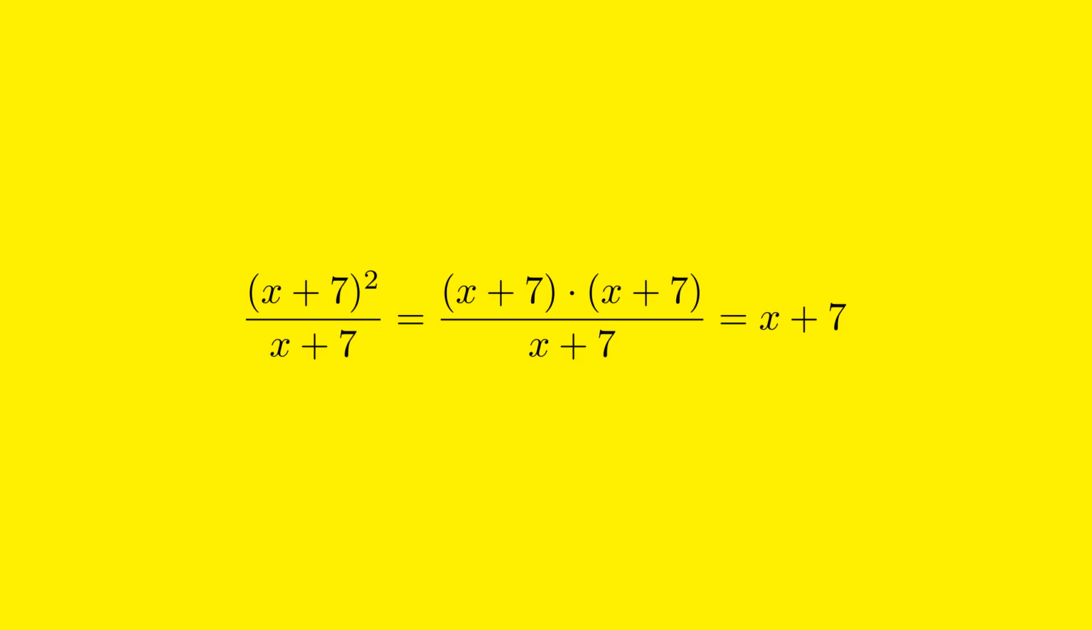When both the numerator and the denominator have a common factor, we can cancel out that common factor to simplify the fraction. In this expression, both the numerator and the denominator have x plus 7 as a common factor. So we can cancel out one x plus 7 from both the numerator and the denominator, leaving us with x plus 7. Thus, x plus 7 squared over x plus 7 simplifies to just x plus 7. This is the final step, and the rational expression in its simplest form is x plus 7.